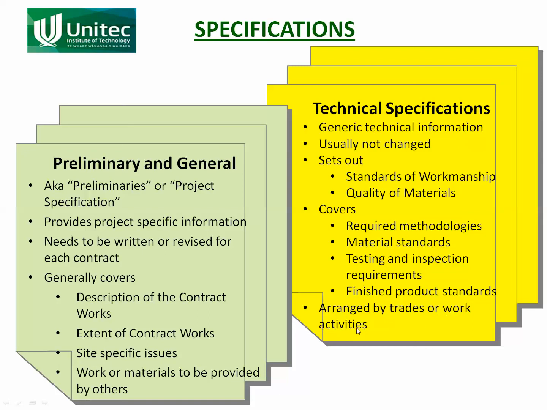It's arranged by trades or work activities. This means that all the stuff about building the road is included in one section. All the stuff about doing concrete work is included in another section. All the stuff about pipe laying is included in yet another section. This way, the people on site, the foreman who is, say, building the road, only has to look at one section of the technical specification. He doesn't have to slug his way through the whole document to find out what he needs to know to do his job. He just goes to that one section. And the technical specification can be several hundred pages. So by putting it all in one section, it makes life much easier and makes the work more efficient.